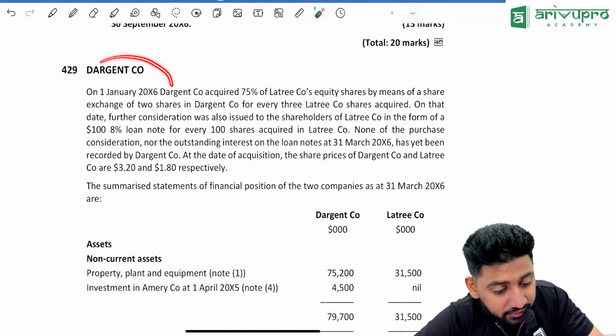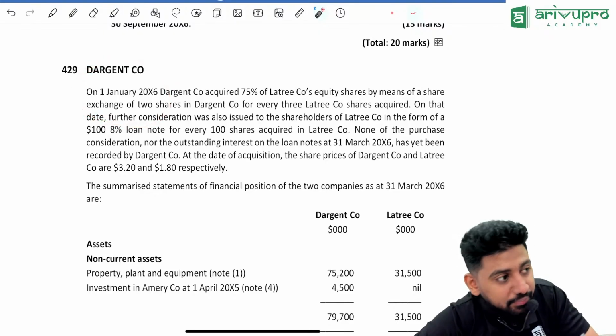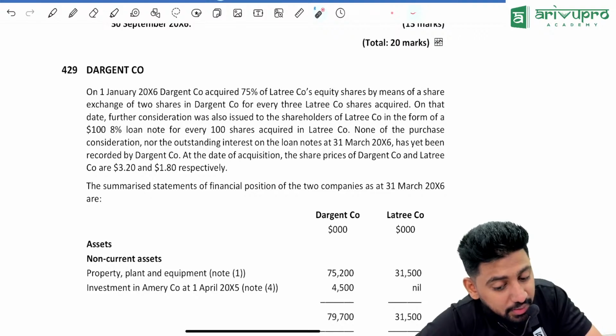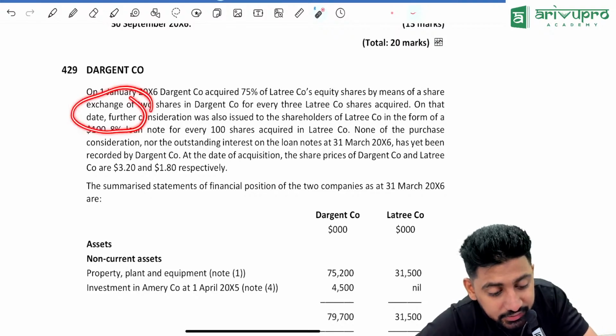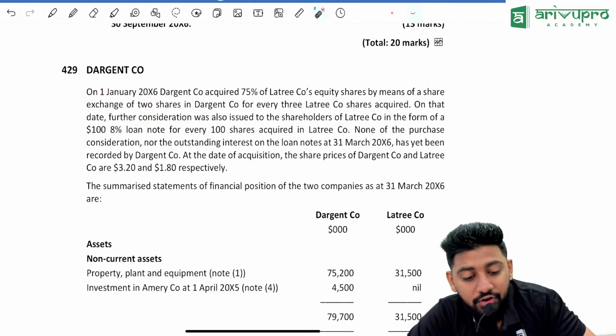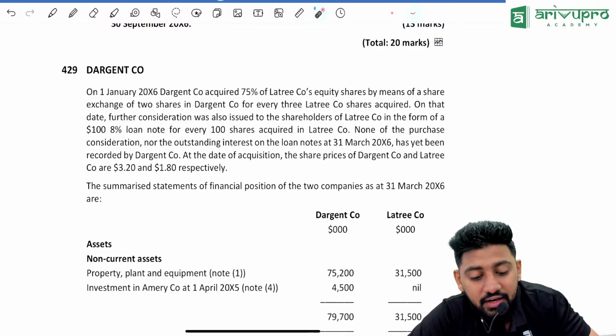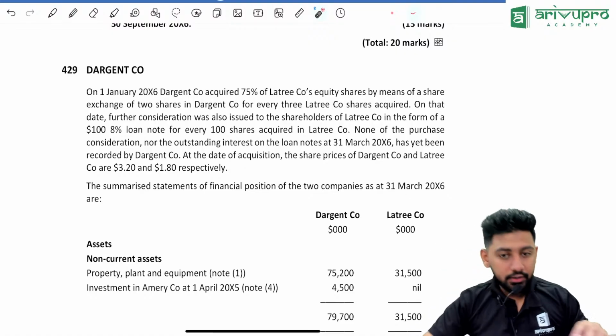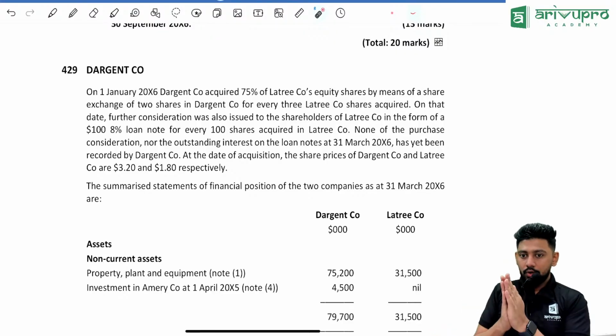So on 1st January 2016, Dagenco acquired 75% of Elco's equity shares by means of a share exchange of 2 shares in Dagenco for every 3 shares in Elco acquired. Okay, number 1. Hold on.